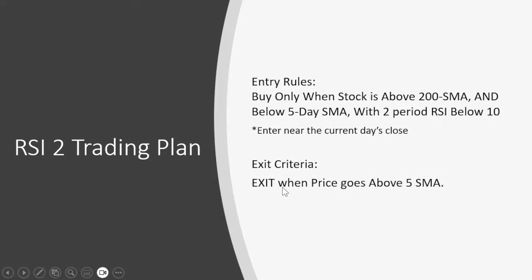So the exit criteria is we will exit when price goes above the 5-day simple moving average. We enter when price is below it, right? Also with the 2-period RSI below 10, and we enter near the close of that day, and we are going to exit near the close of the day when we see that the price of the stock is going to close above the 5-day simple moving average. Same thing here, 3:50, 3:55 p.m. Eastern time, put a market order in, get out of the trade.